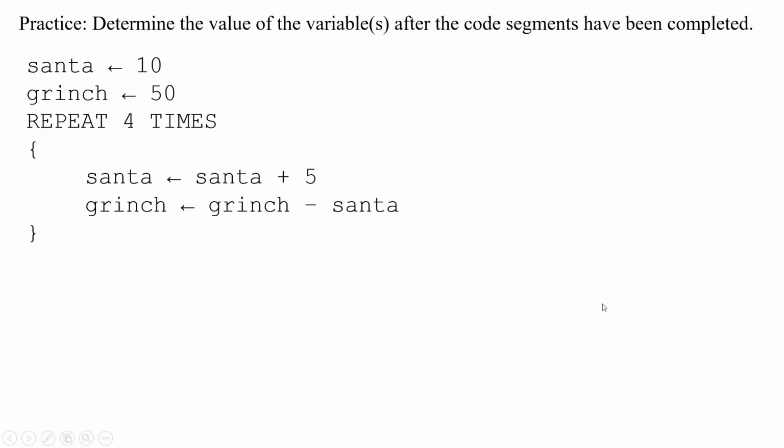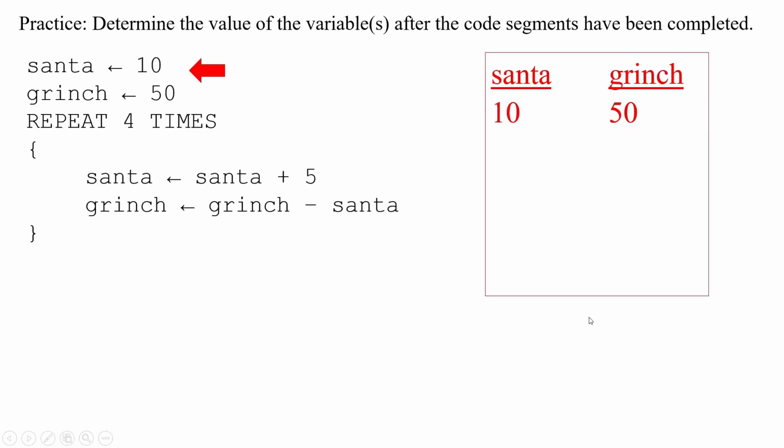Let's look at a bit of a longer one here. Now I have 2 variables to keep track of. I have the variable called Santa and a variable called Grinch here. And then I need to repeat this set of statements 4 times. So Santa and Grinch each get started with a value of 10 and 50. And then I repeat 4 times.